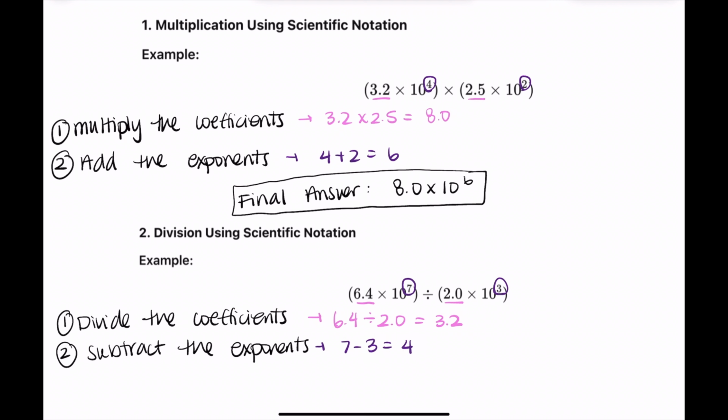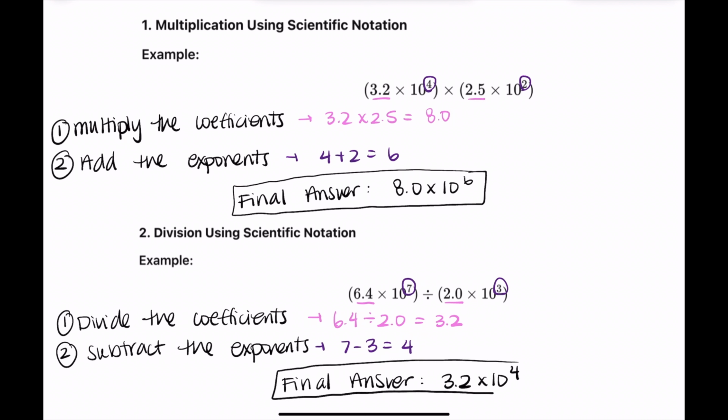And then looking at our exponents, we have 7 and 3. Since we're dividing, we're going to subtract the exponents. 7 minus 3 gives us 4. So our final answer is 3.2 times 10 to the 4.